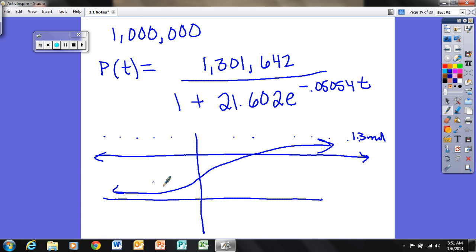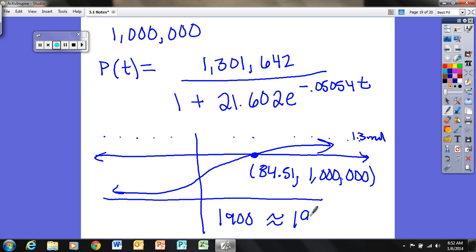So your calculator is going to look something like this. You're going to find the intersection here, and hopefully you find the intersection to be 84.51 for your x value, and of course we want 1 million to be our y value. So that means that about 84 and a half years after 1990 is going to be when the population surpasses 1 million people. So 84 and a half years after 1990 is approximately midway through 1984 is when the population would pass 1 million people. And that's how you use a logistic function to model populations.